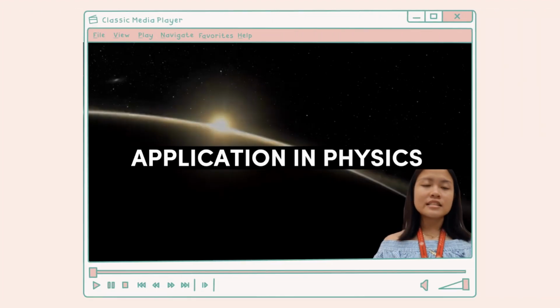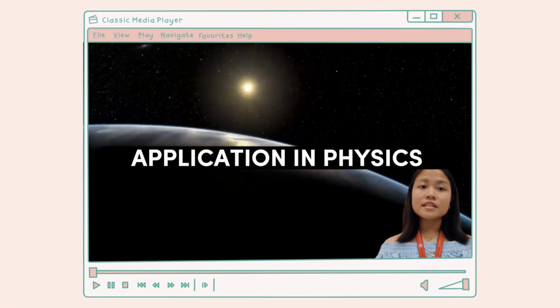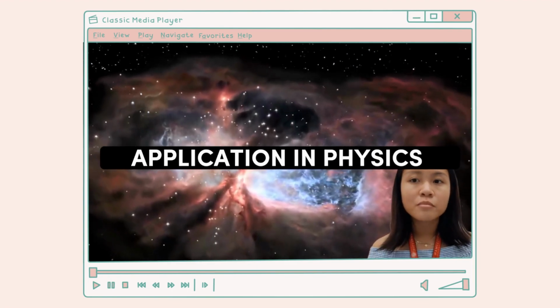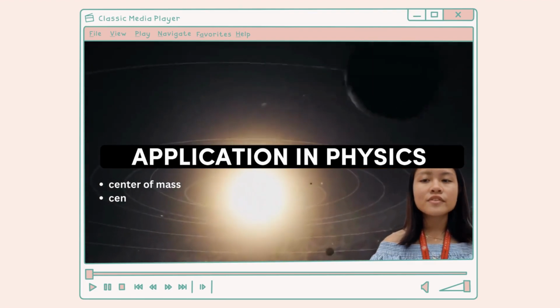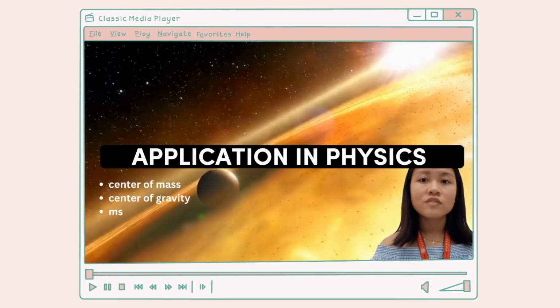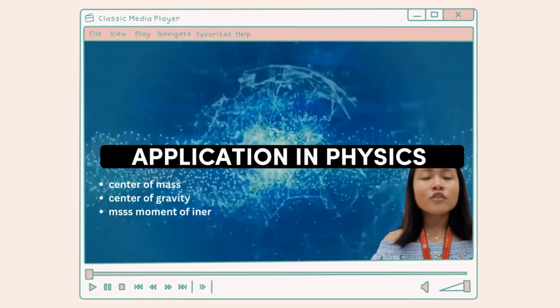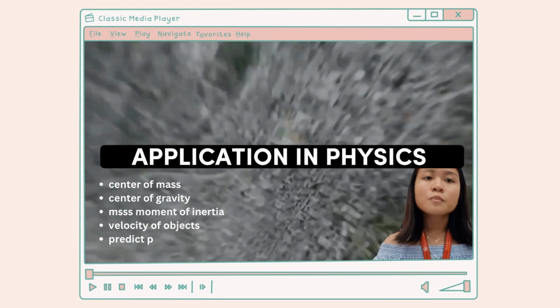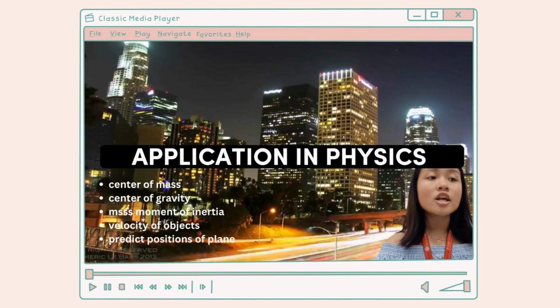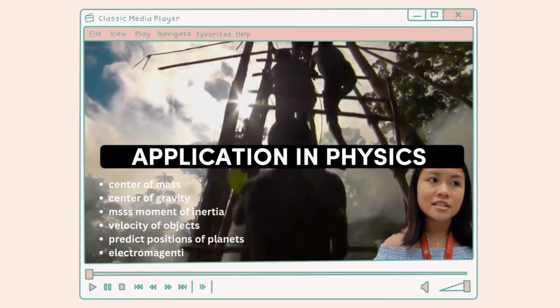Application of calculus in physics. In physics, integration and derivatives are very much needed. For example, to calculate the center of mass, center of gravity, and mass moment of inertia of a sports utility vehicle. Furthermore, calculus is also used to calculate the velocity and trajectory of an object, predict the positions of planets, and understand electromagnetism.